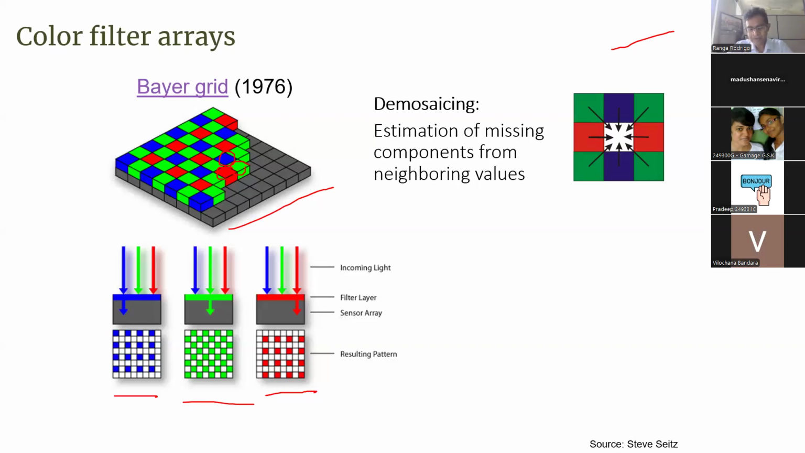Question for you. Why twice as many green pixels as red or blue? I hope my English is correct. Why twice as many green pixels as red or blue? Can you try to answer that question?